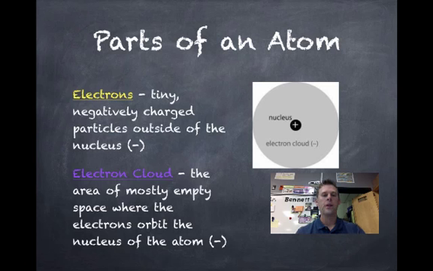Electrons are tiny negatively charged particles that are outside of the nucleus. Of course, they're negative. This can be confusing. Sometimes we think neutrons are negative, but neutrons are neutral. The electrons are the negative particles. And you notice in the picture here the electron cloud and how much volume, how much space it takes up. The only thing there is the electrons. The electron cloud is the area of mostly empty space where the electrons orbit the nucleus of the atom, and that's a negative area too.